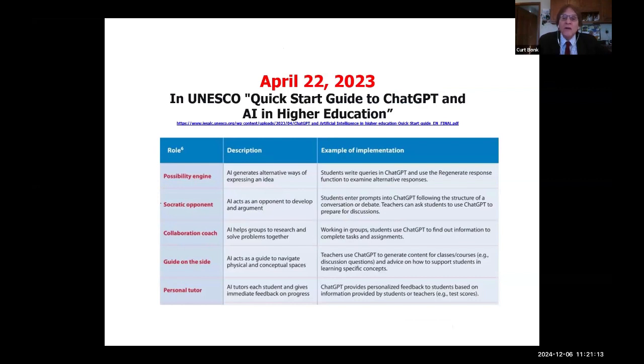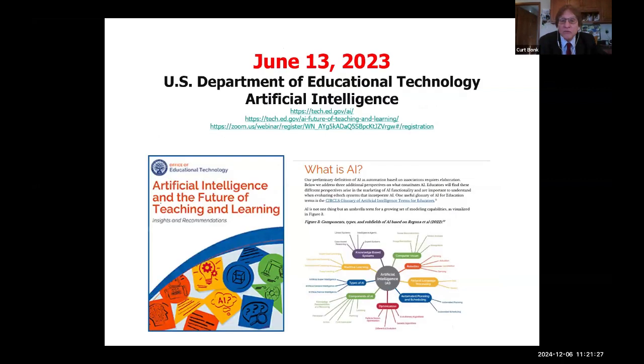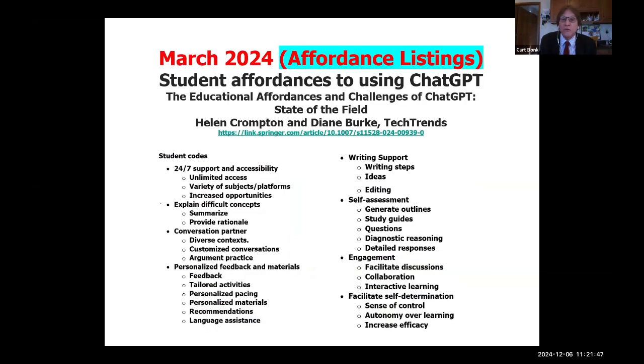We have UNESCO writing a study guide for utilizing AI and talking about the use of AI as a Socratic partner, as a collaboration coach, as a guide on the side, as a tutor, and other ways to utilize ChatGPT from different perspectives. We have the American government, US Department of Educational Technology. Of course, it may not exist in a couple of months, but for right now, they have a free report that you can all download on what is AI, to help your students become more literate and you, the teachers in your district, be more literate.